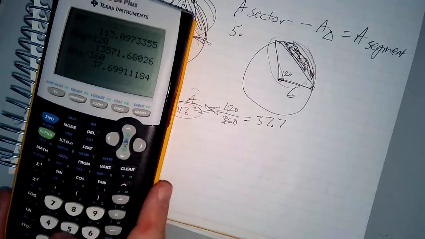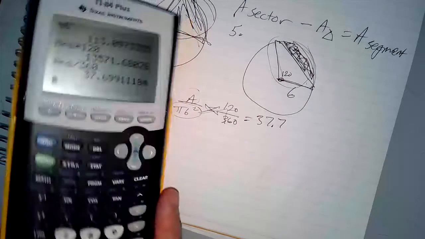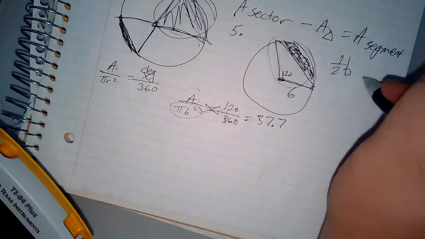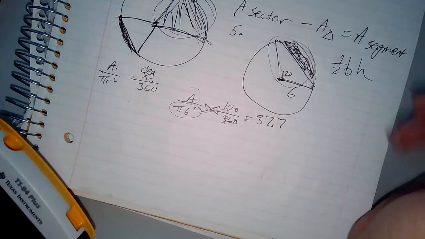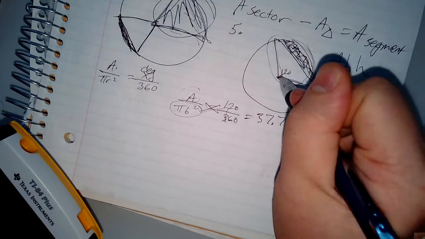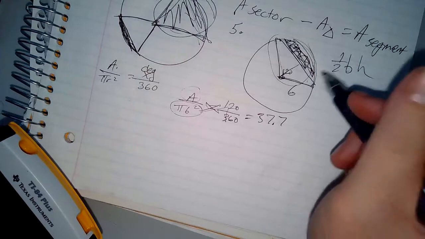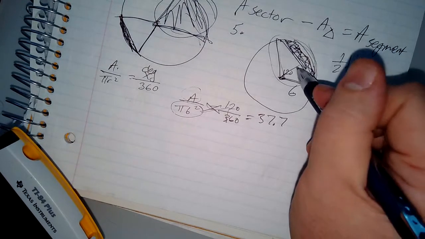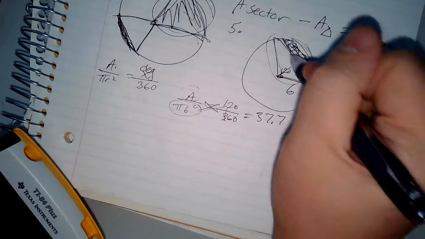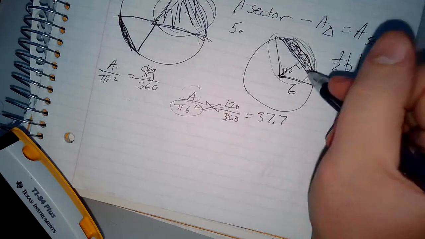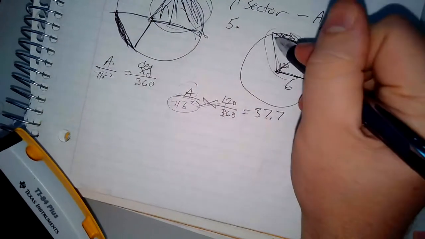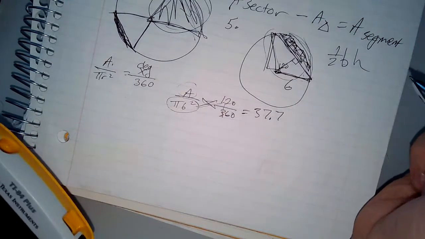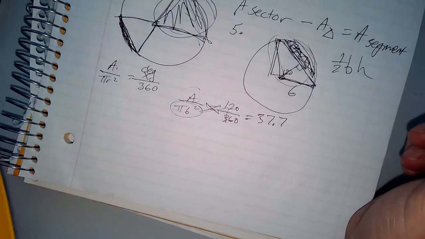Now we have to find the area of the segment, which means we have to cut out that triangle, which is 1/2 base times height. So we need to find this height. We need to find this base and that height, or we have this base and we need to find this height. So let's do it that way.